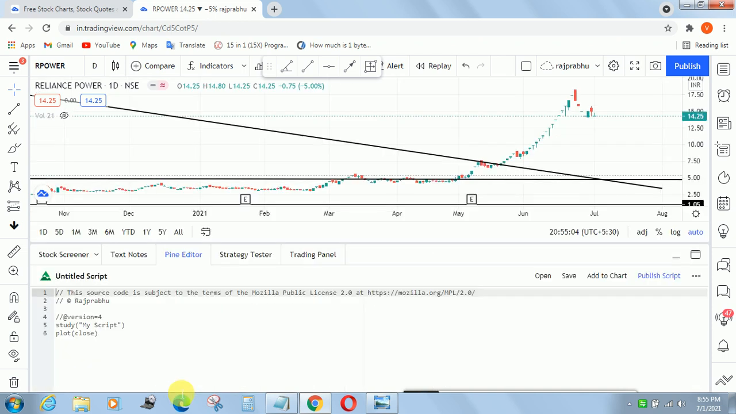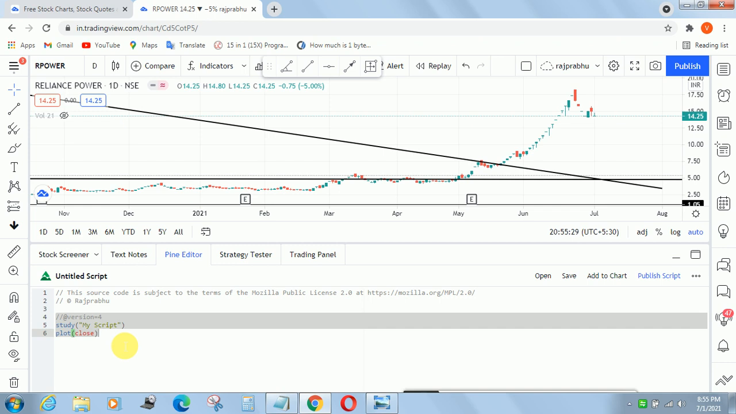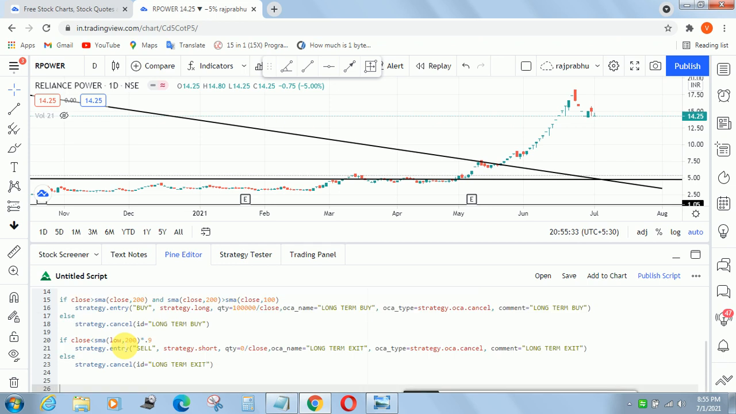Click Pine Editor. The Pine Editor looks like this. If the window is full of code, you can go to Open and click New blank indicator, so that a blank indicator appears. This is an example of a blank indicator. See, version, study, plot, you can remove these 3 lines. I will remove the 3 lines, and then I paste the code in the Pine Editor. See, I pasted the code and I am clicking Add to chart.